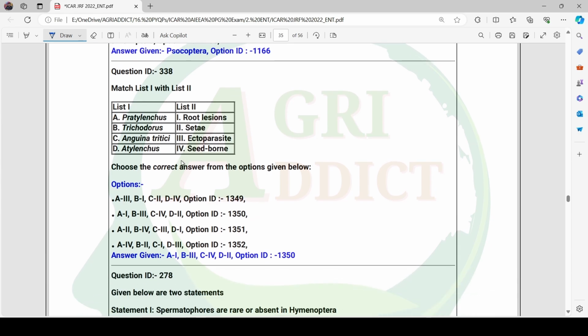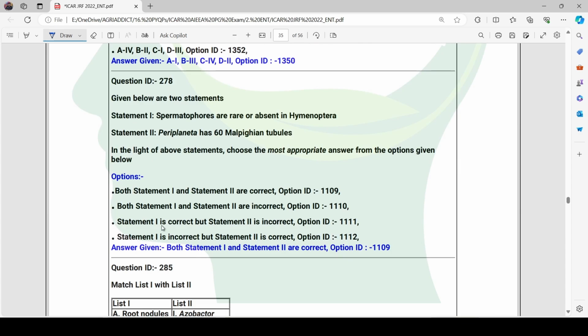Then another match the following. There are several nematode names and types. Their types are given in list 1 and list 2. You have to match them correctly. So first is Pratylenchus. Pratylenchus is the lesion nematode or root lesions. Then Trichodorus, stubby root. It is ectoparasitic. Then Anguina tritici. Anguina is seed-borne. And Hoplolaimus, it is sedentary. So A1, B3, C4 and D2 is the correct answer.